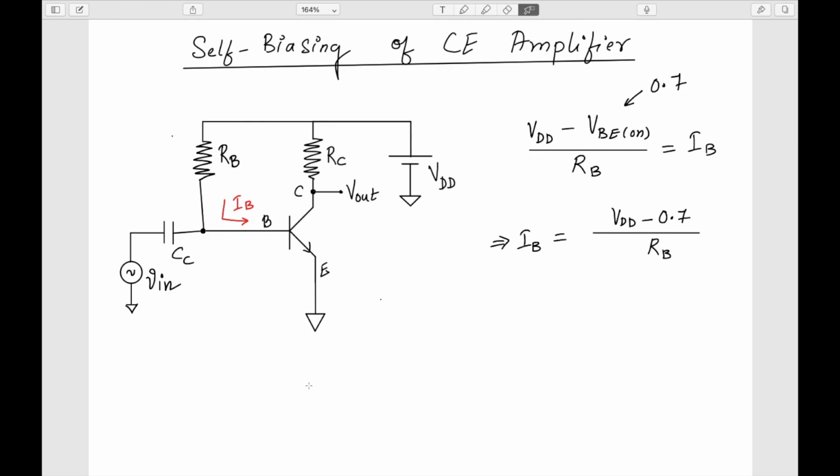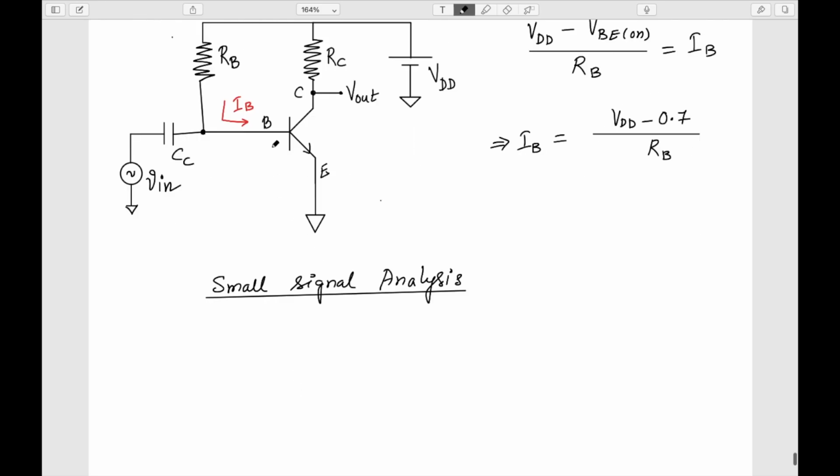So now let's draw the small signal model of this and estimate the gain. Again, let's repeat the same thing. For the transistor, I have my R pi and a current dependent current source, which is IC equal to beta times IB. Of course my RC is connected here and the other end is grounded, and I'm observing V out here.